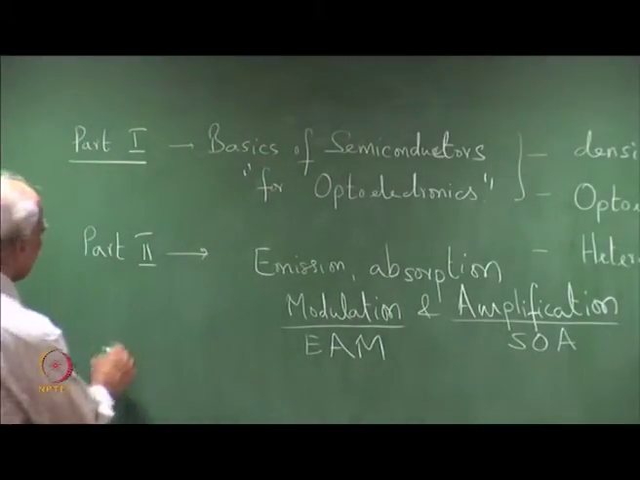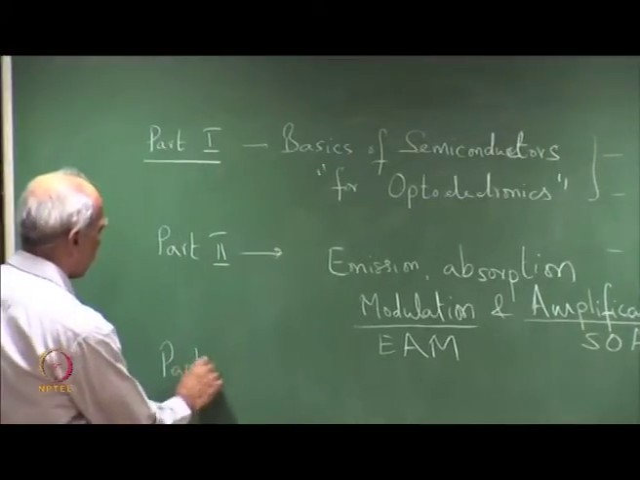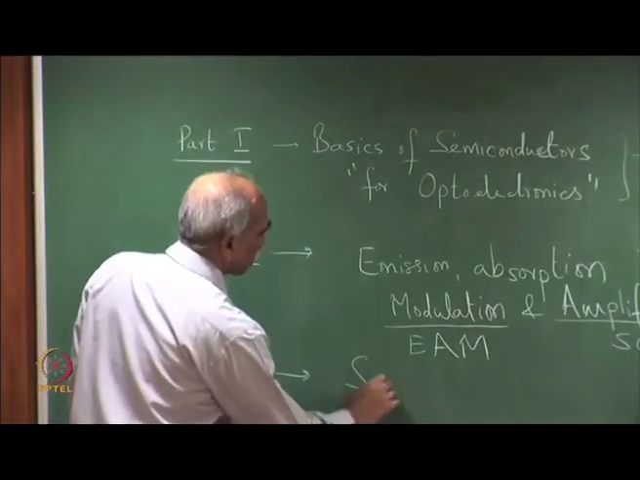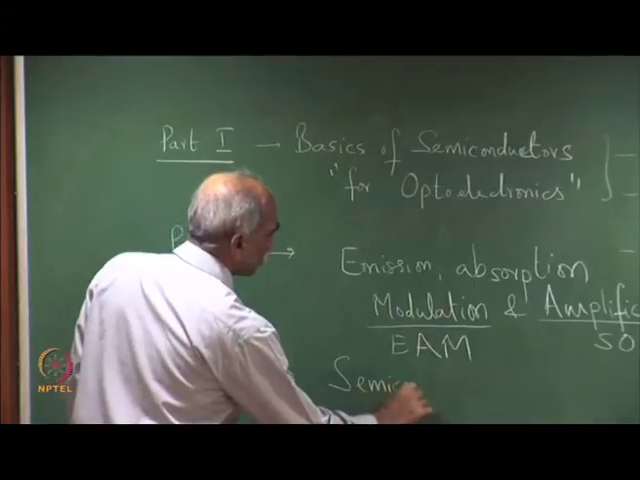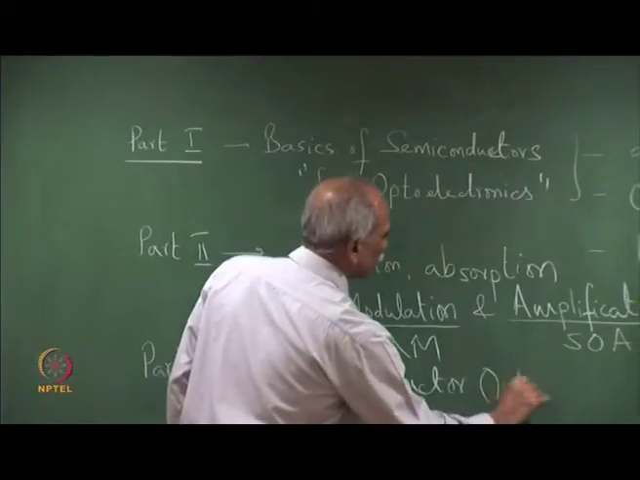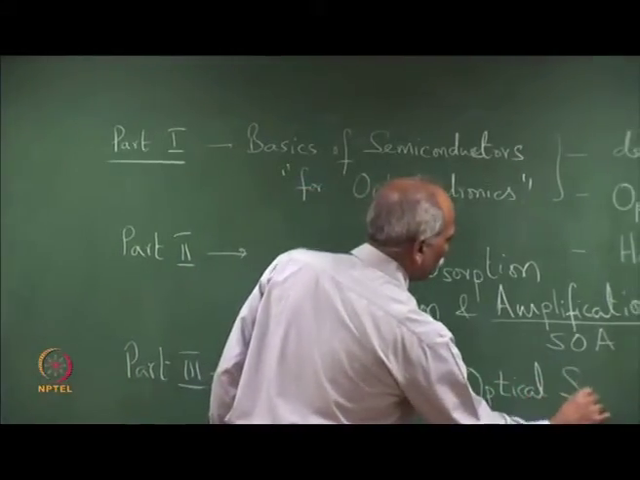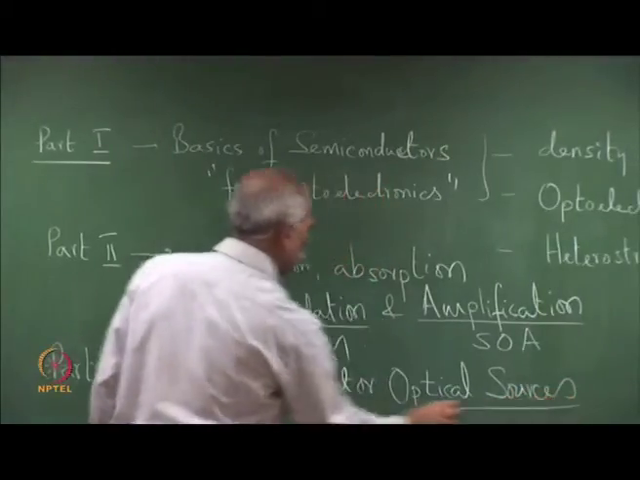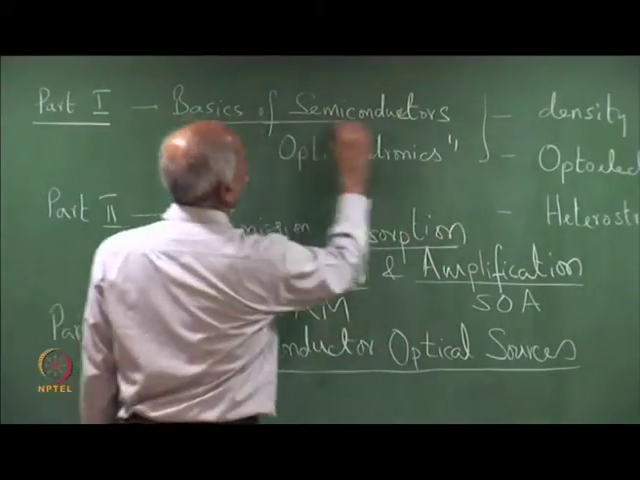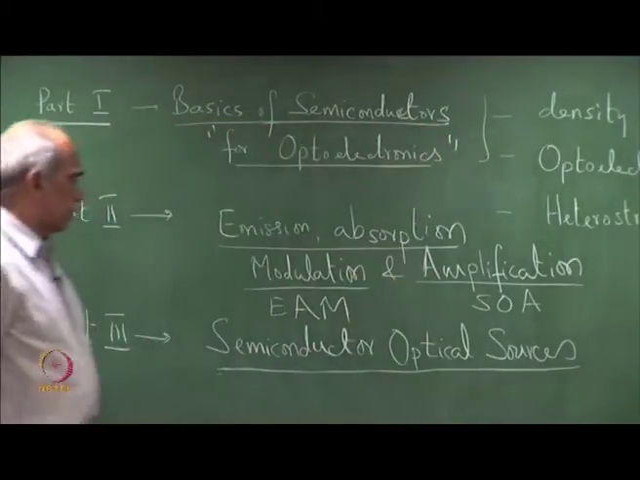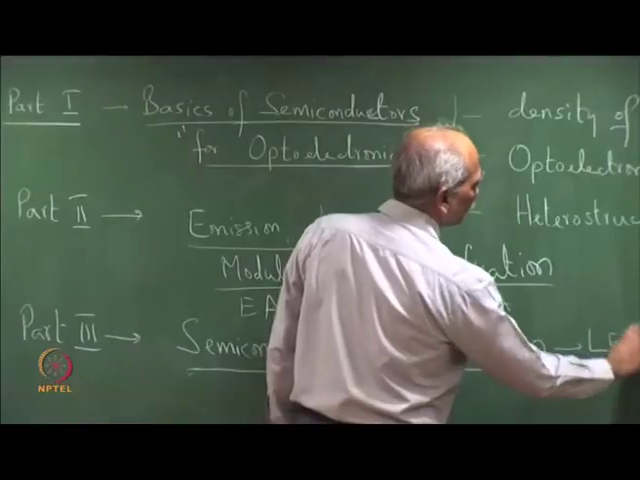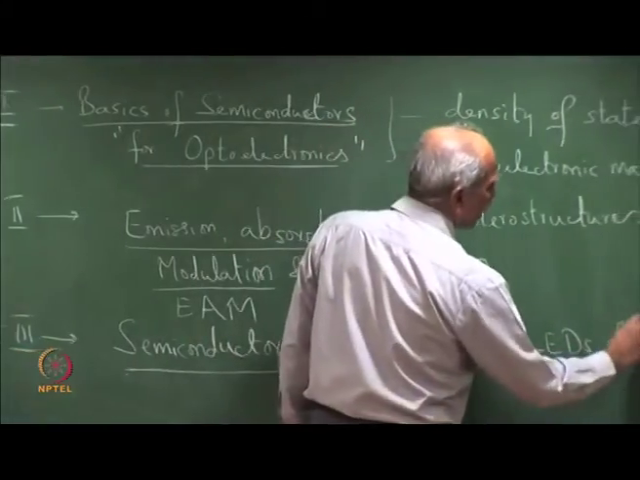Then we came to part 3, which was semiconductor optical sources. Here we have discussed light emitting diodes, LEDs, and a variety of laser diodes.